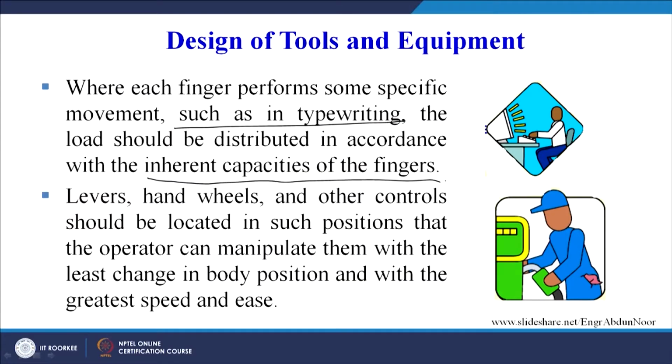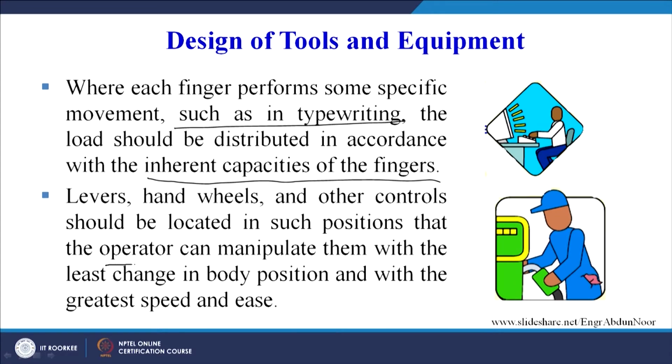Levers, hand wheels and other controls should be located in such positions that the operator can manipulate them with the least change in the body position and with the greatest speed and ease. Now what is the guideline for location of levers, hand wheels and other controls? The operator can manipulate them with the least change in body position, this is the first requirement, with the greatest speed, that is the second requirement, and with ease, this is the third requirement.